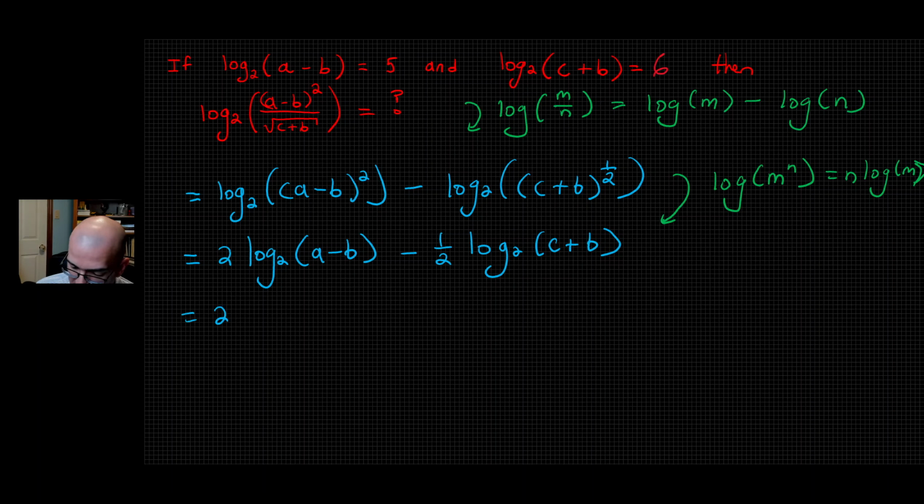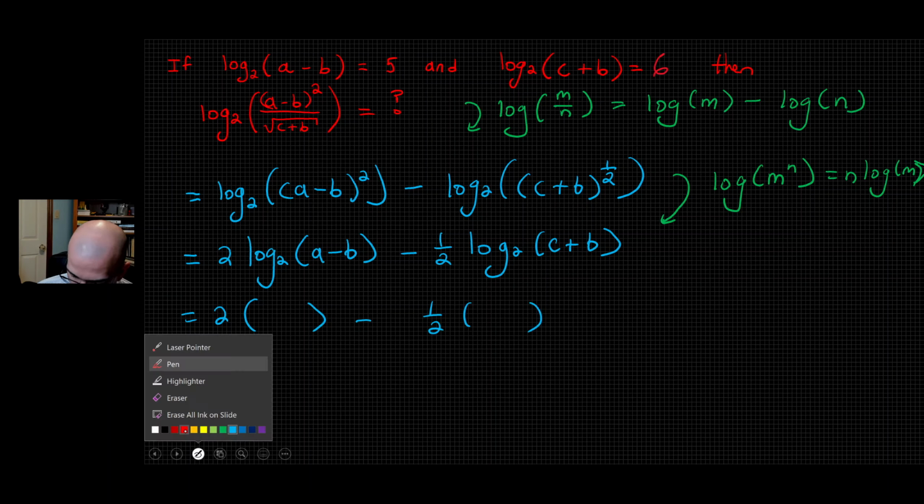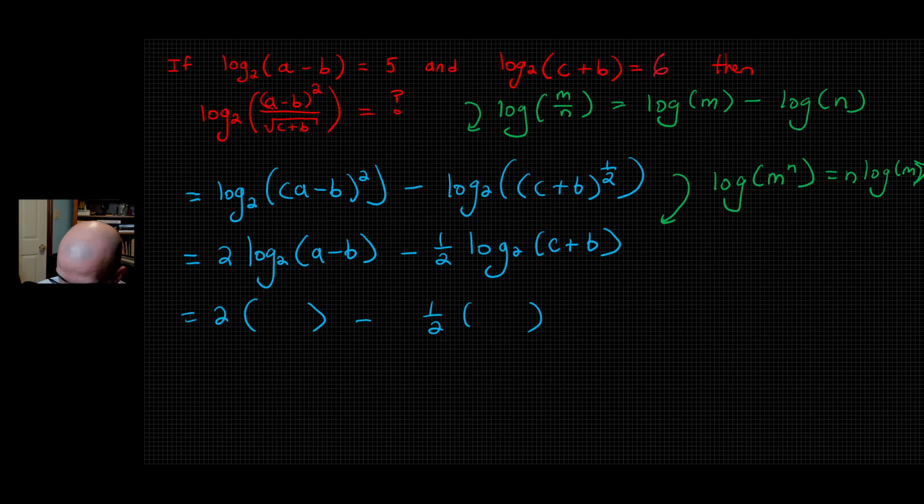Now I can plug in the data from the question. Question says that log base 2 of a minus b is 5 and log base 2 of c plus b is 6. Just making sure I'm copying those right. So 10 minus 3, we get 7 as our final answer.